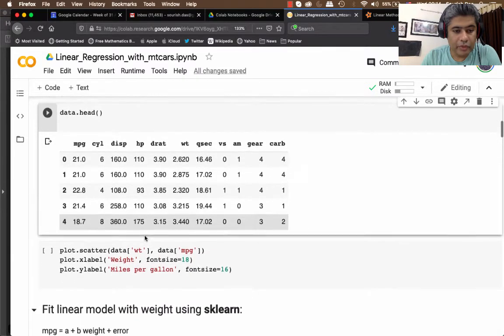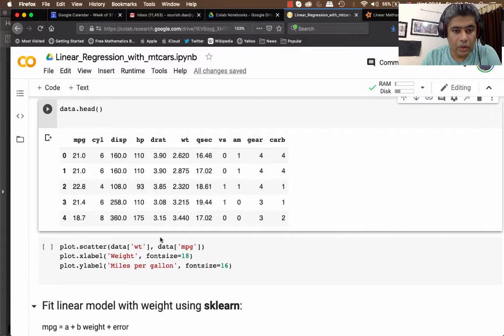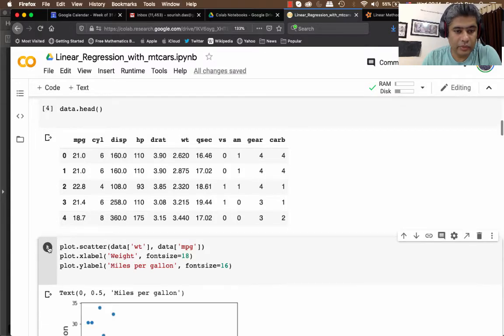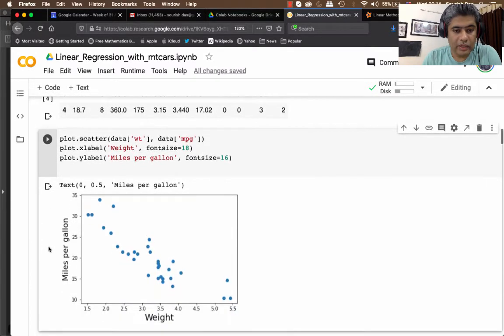So the first thing I'm going to do is plot the weight versus miles per gallon, because it is believed that weight has a significant effect on the miles per gallon. And we see that there is clearly a negative relationship between the weight of the car and the miles per gallon, the fuel efficiency of the car.